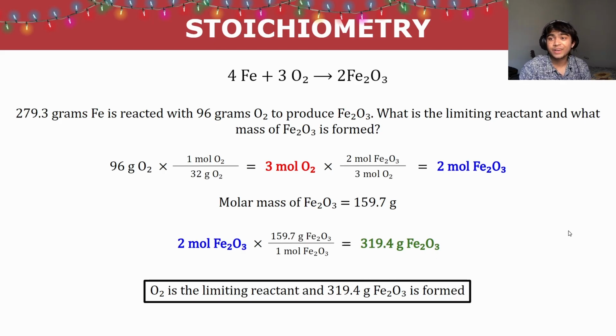This is basically where our Minecraft analogy stops, because unlike Minecraft, real life is not a game. And real life doesn't always go to your expectation. So if you actually try this reaction, you could hypothetically make 319.4 grams of ferric oxide, but you're actually going to produce less than that.